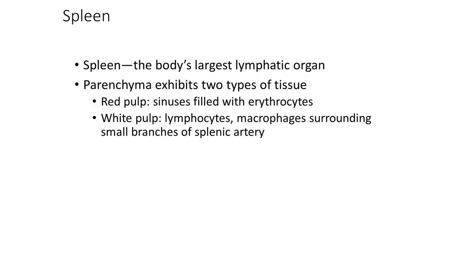Your spleen is the largest lymphatic organ. The parenchyma exhibits two types of tissue, a red pulp and a white pulp. Red pulp are sinuses filled with erythrocytes, which is why they're red, and the white pulp is filled with lymphocytes and macrophages surrounding small branches of the splenic artery.